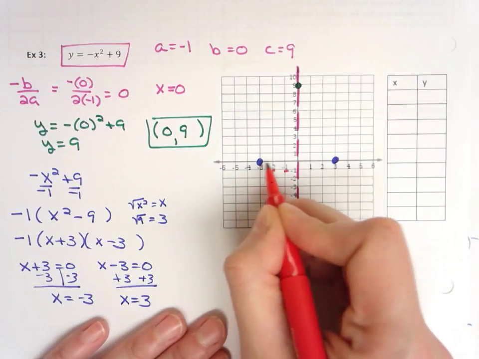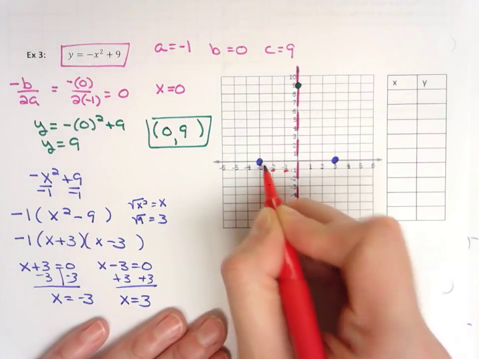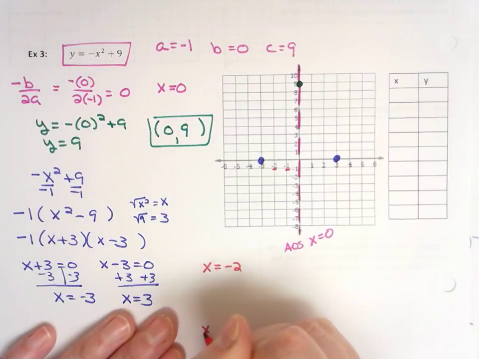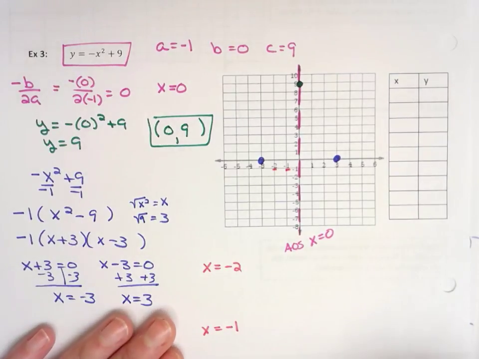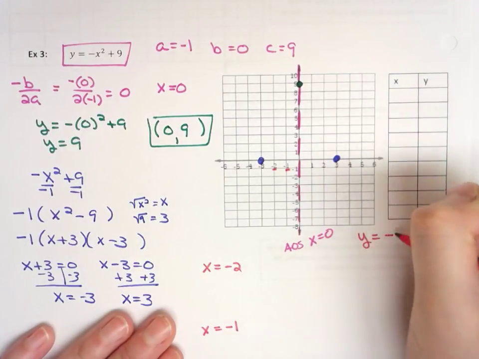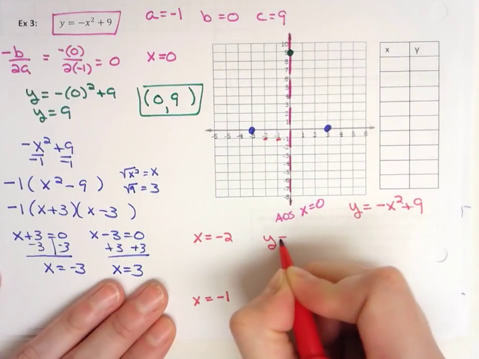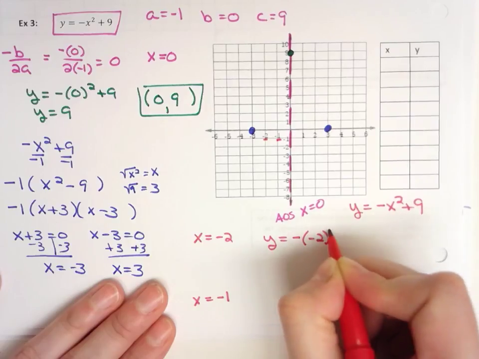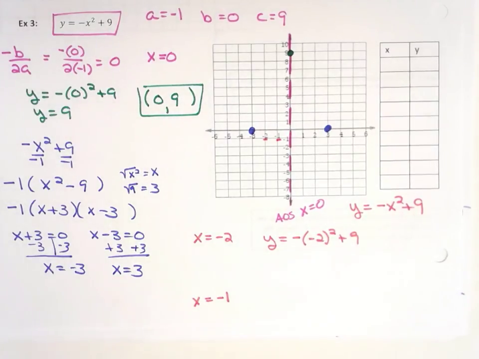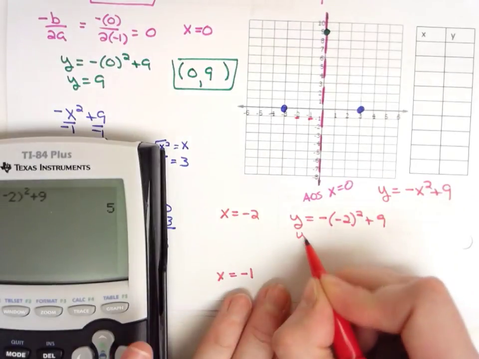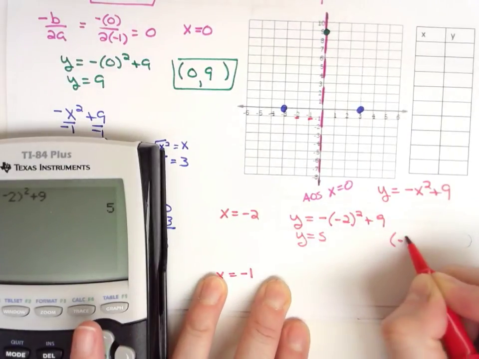So we've got 1, 2, 3 points on this side of that axis of symmetry. So I'm going to do x equals negative 2 and x is equal to negative 1. And you're just plugging it back into the original equation, negative x squared plus 9. So that means y is equal to negative 2 squared plus 9. If I type that into my calculator, double negatives, gives me positive 5.